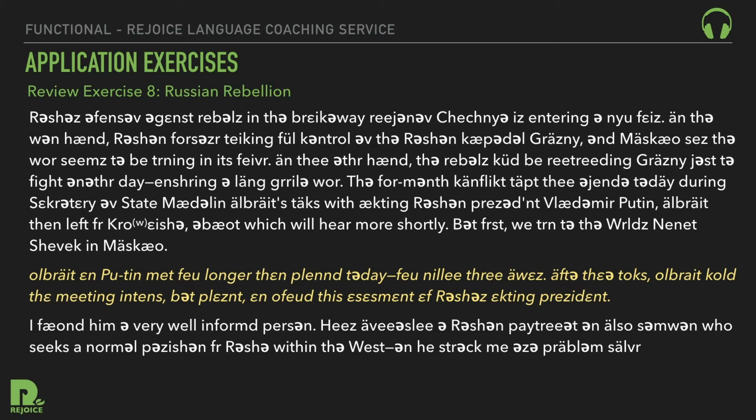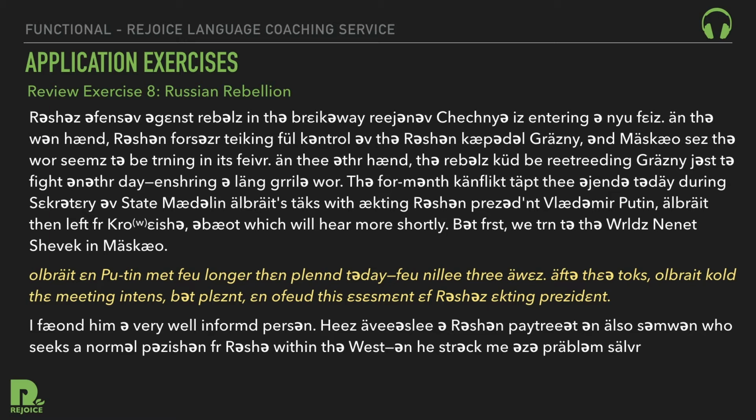Russia's offensive against rebels in the breakaway region of Chechnya is entering a new phase. On the one hand, Russian forces are taking full control of the Chechen capital, Grozny, and Moscow says the war seems to be turning in its favor. On the other hand, the rebels could be retreating from Grozny just to fight another day, ensuring a long guerrilla war. The 4-month conflict topped the agenda today during Secretary of State Madeleine Albright's talks with acting Russian President Vladimir Putin. Albright then left for Croatia, about which we'll hear more shortly. But first, we turn to the world's Nenad Shebek in Moscow.